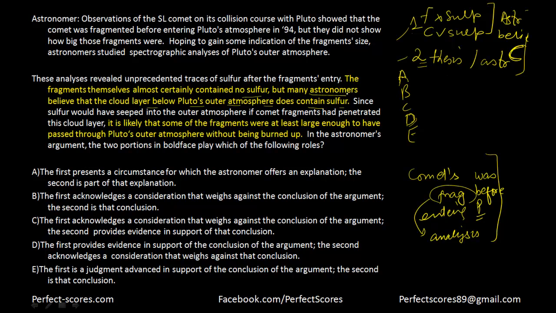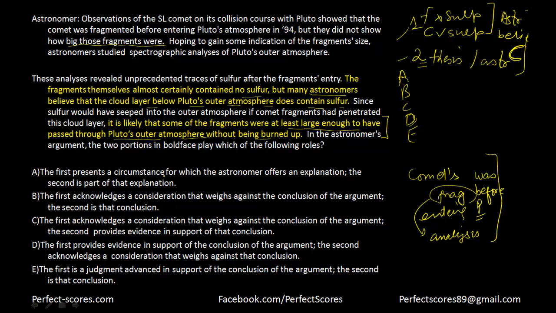Right? And that is the conclusion, that some of the fragments were at least large enough to have passed through Pluto's outer atmosphere. Now remember, why were we doing this analysis? It was to find out how big those fragments were, and since now we have predicted that they were at least large enough, that means this is the conclusion of the entire argument. So let's go ahead and look at option A.